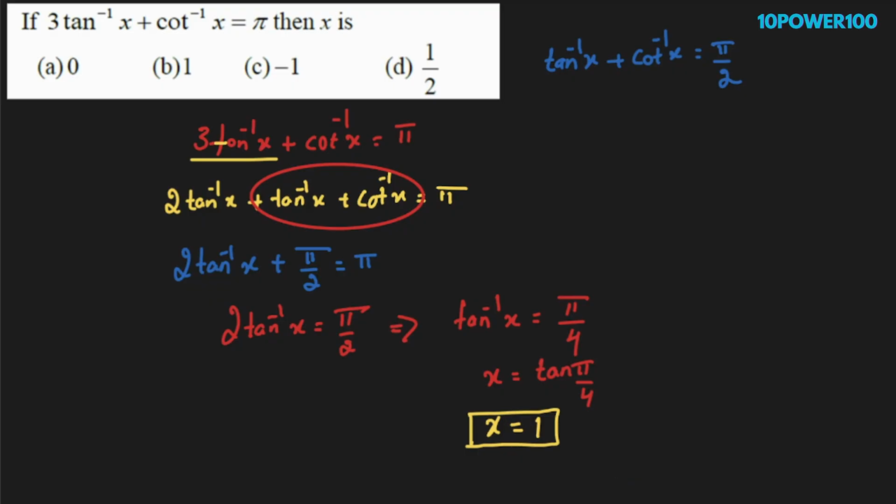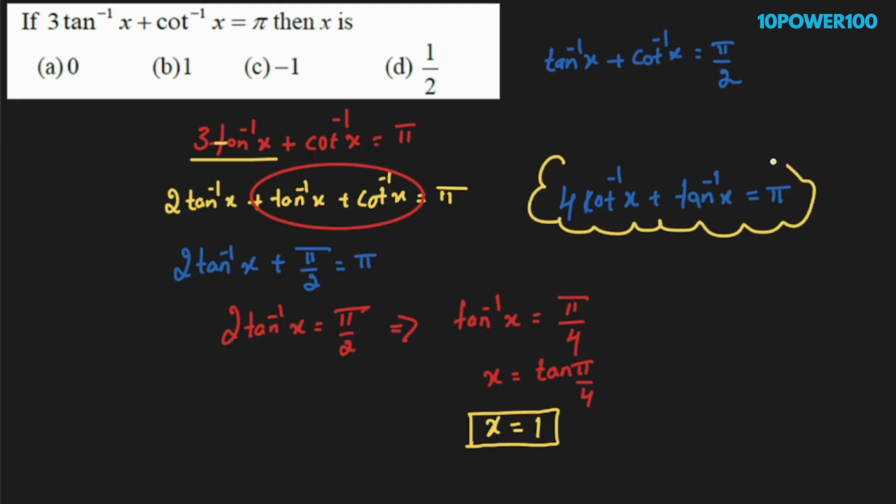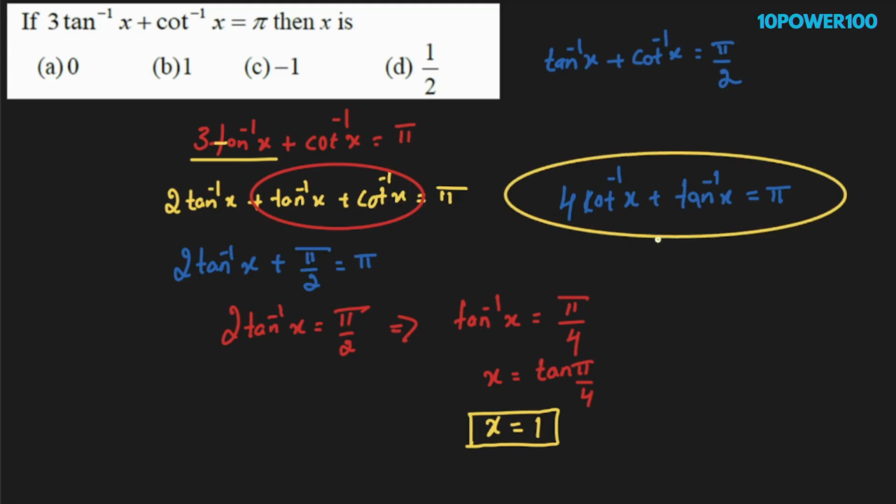Now the extension question for you all is, try this out. The question is 4 cot inverse x plus tan inverse x is equal to pi. Find the value of x for this question. And this is an extension question.